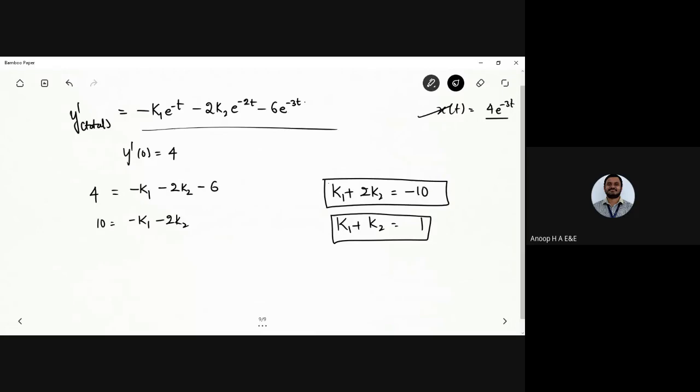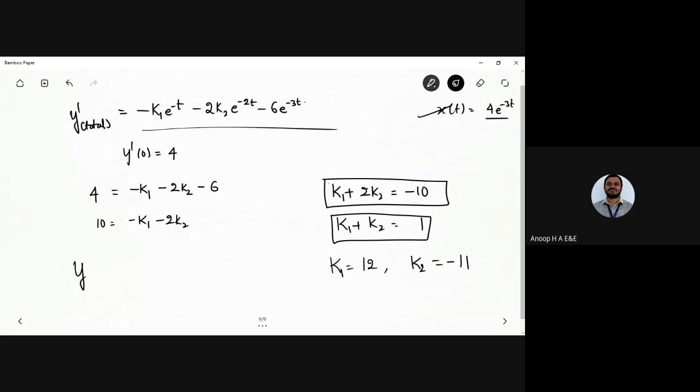Okay, so finding out the values of k1 and k2, you can generally go for this approach. It is quite easy to use a calculator, and the value of k1 is found to be 12 and the value of k2 is found to be minus 11. You can just substitute it and check it out. So k1 is 12 and k2 is minus 11.